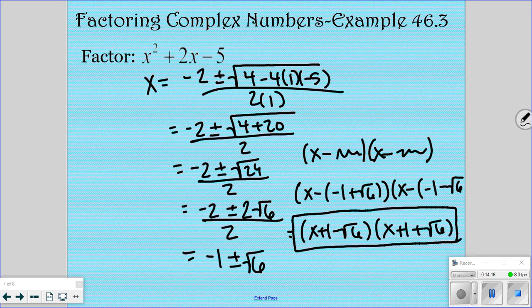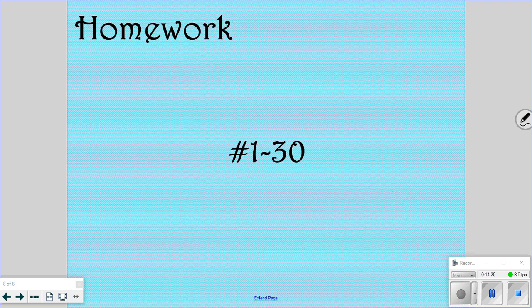Okay, so that's how you factor using your complex numbers. Your homework tonight, you have 1 through 30. There aren't any to omit. So make sure that you do those tonight so we can go over any questions you have tomorrow.